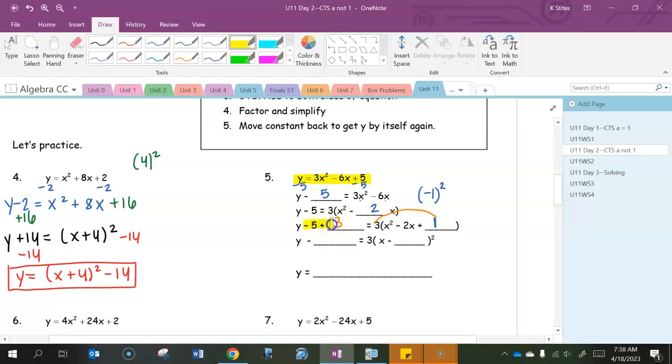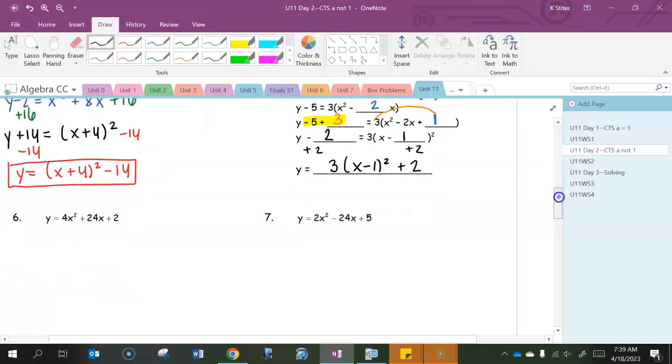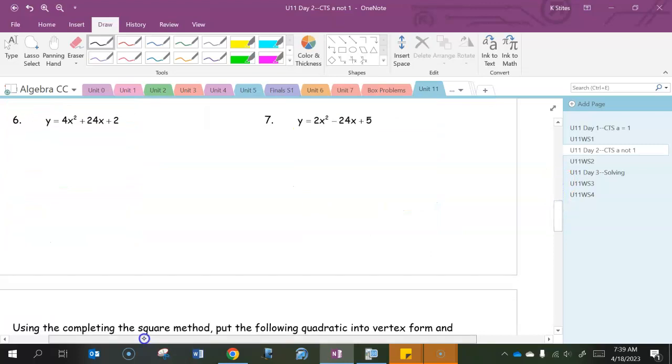Okay, combine your like terms. -5 plus 3 is a -2. And on this side, we're just factoring. Remember, you're going to take your b divided by 2 value, multiplies to 1, adds to -2. That's just this -1. And then we're going to add that back over. So this will be 3 times (x minus 1) squared plus 2.